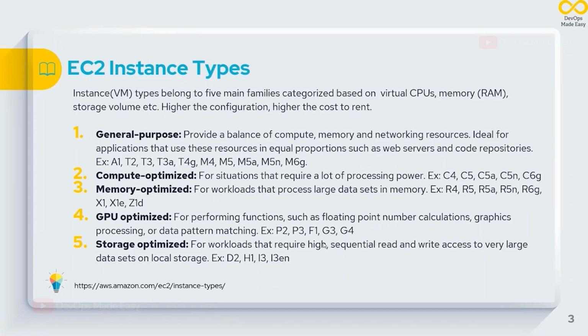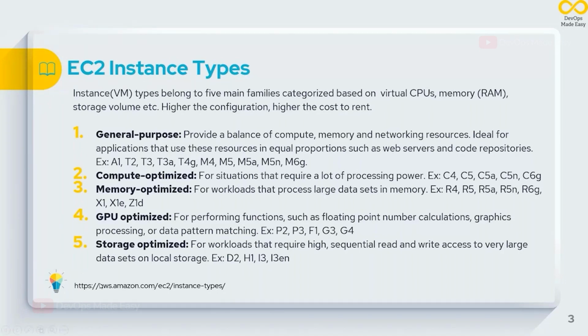And some are memory optimized. If your application needs more RAM to process more data, then you can go for memory optimized instances. Then you have GPU optimized, for all GPU based operations like graphic processing and data processing. And then you have storage optimized, where if you need high read and write access to storage, you can go for storage optimized.